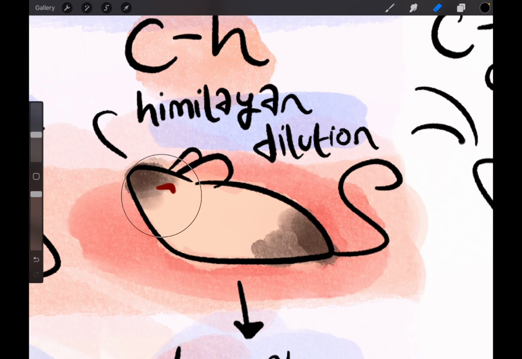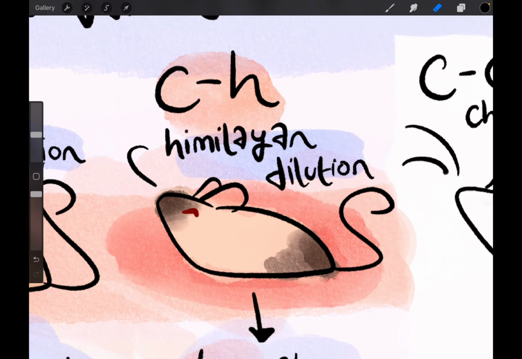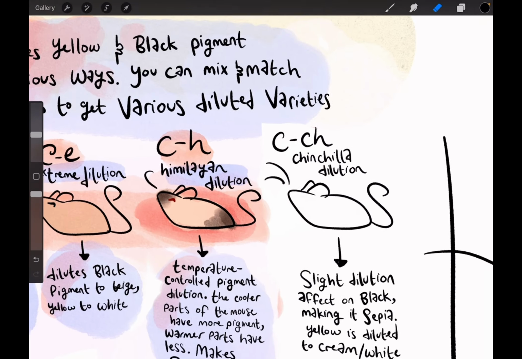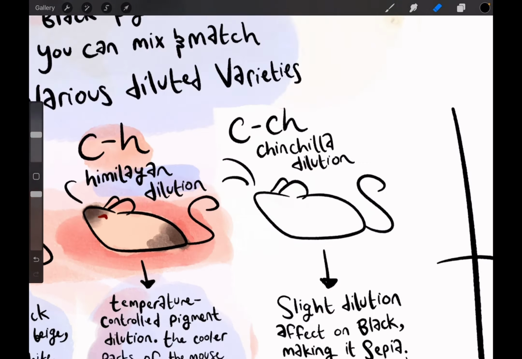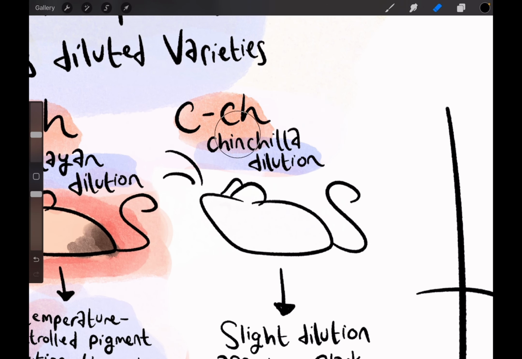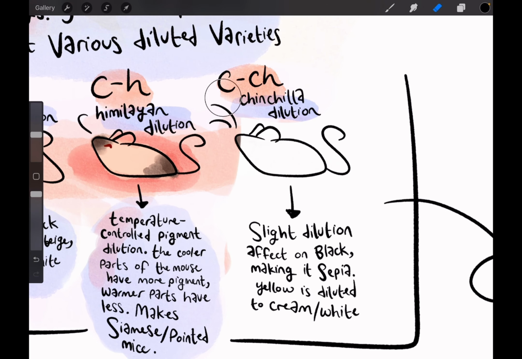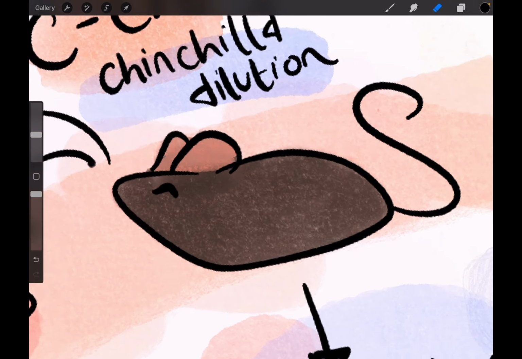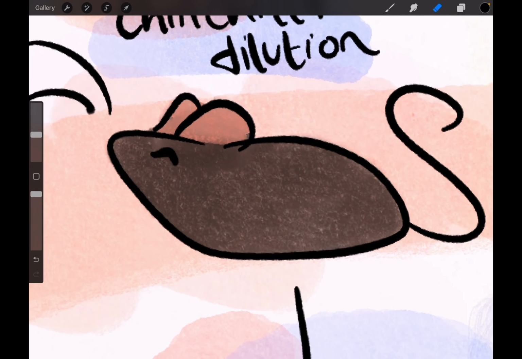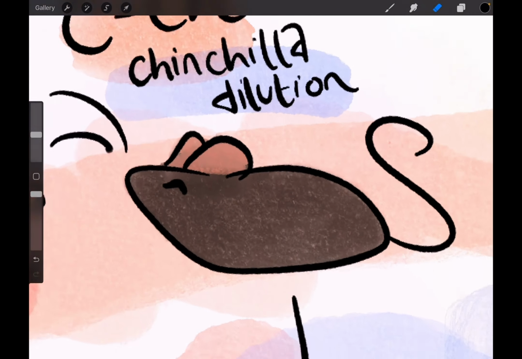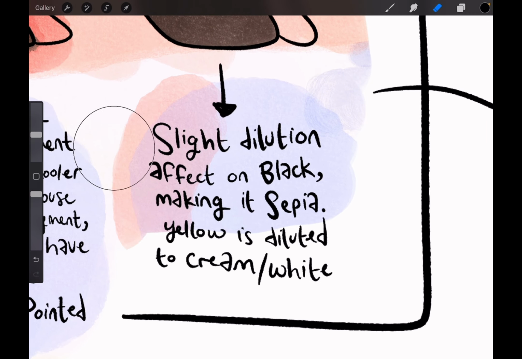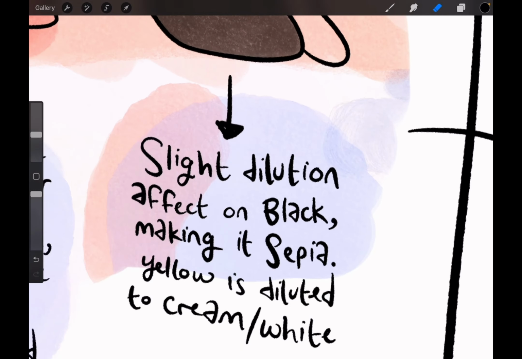The Siamese, the homozygous CH, is probably the most striking. Their points are the most intense, with like the prettiest body gradation and coloration. And then on CCH, this is chinchilla dilution. And this is the weakest of all the C dilutes. It has a slight dilution effect on black, making it sepia, which is this kind of off color you see here, where it's not brown, but it's not black. It's like sad black. Although it's quite pretty, if I'm being honest.